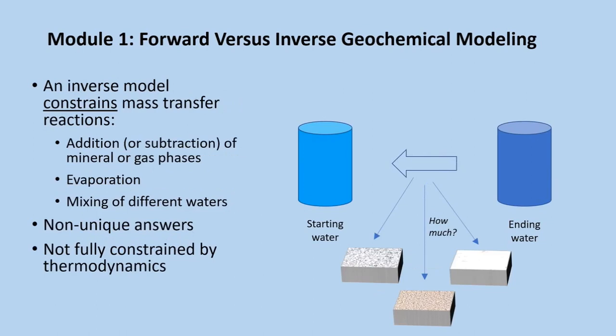In contrast, an inverse geochemical model attempts to constrain the extent of mass transfer reactions or mixing between different water compositions that could explain how one water composition is turned into another. In this case, the model uses mass balance considerations to constrain a set of possible mass transfer reactions and mixing proportions to arrive at an answer. This is a fundamentally different focus and mindset than the forward model.